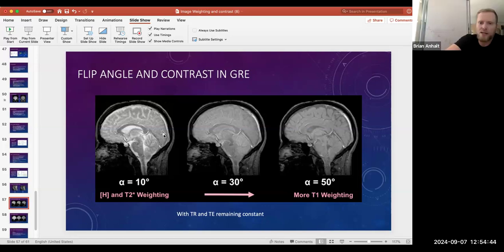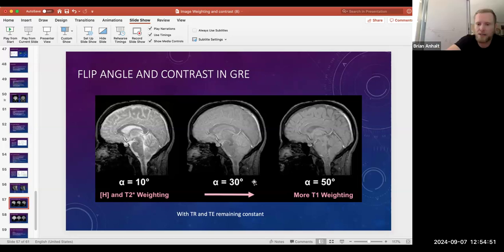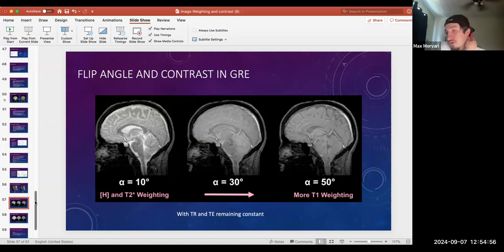For more T1 weighting, in spin echo you're just decreasing the TR and the TE. TR doesn't change here, like I said. This is gradient echo. The TR is always short. We're changing our flip angle. We are increasing the flip angle because the TR is always short to get T1 weighting. Okay.